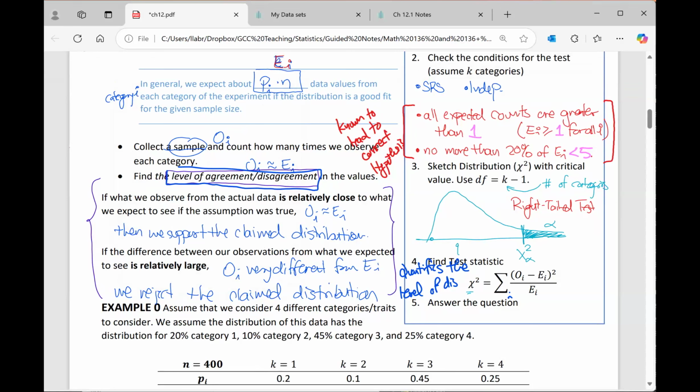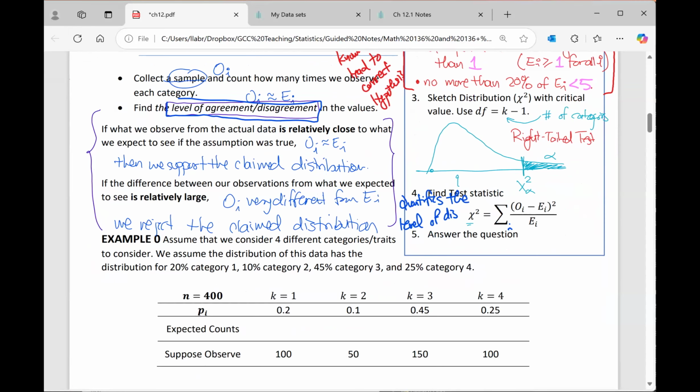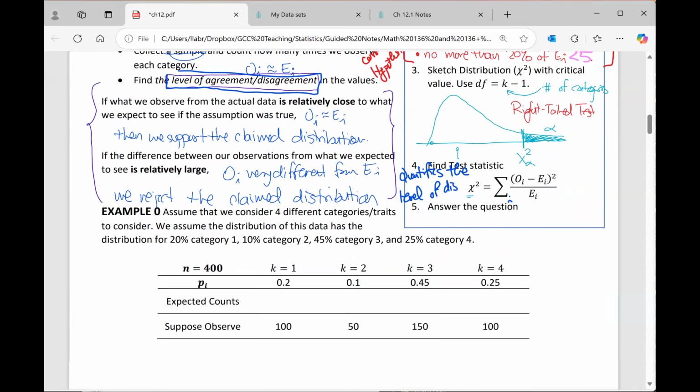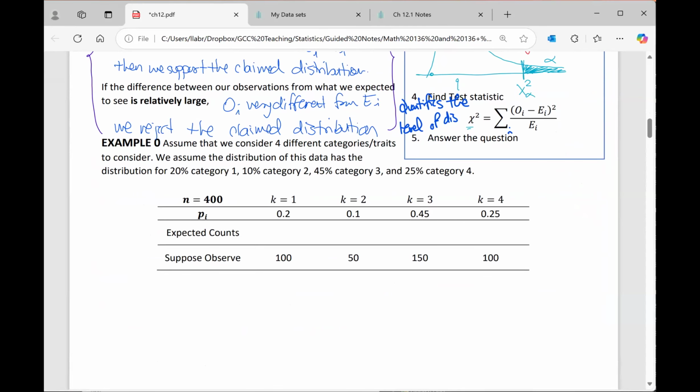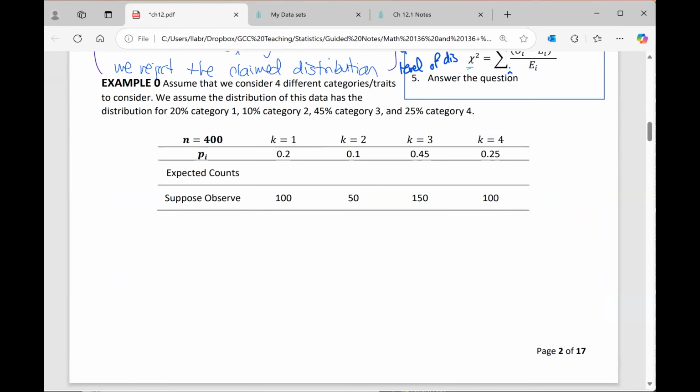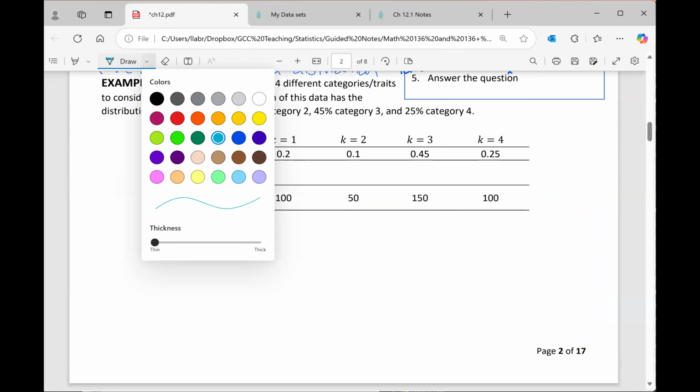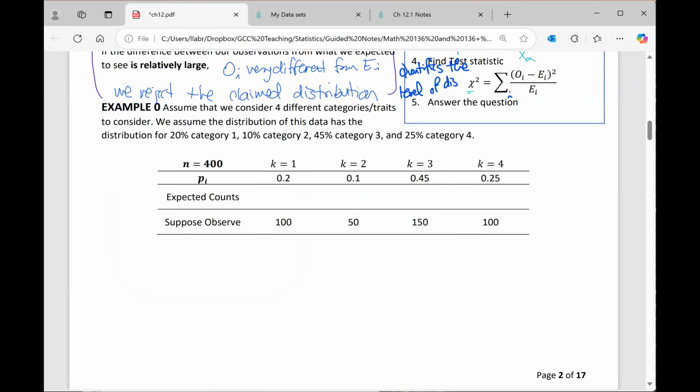So I want us to go ahead and just practice this by hand. This is going to be the only time we're going to do this by hand, and I'll show you how to do this using StatCrunch right after. So here's our first example. It says, assume we consider 4 different categories. So again, here's category 1, category 2, category 3, category 4. The categories could be anything, could be age range, ethnicity, a kind of treatment, or a group that you're actually with.